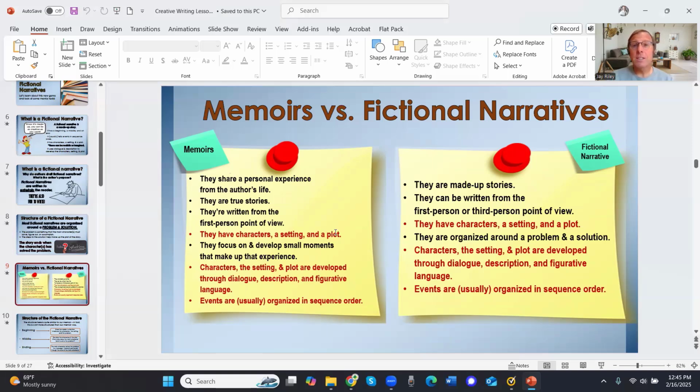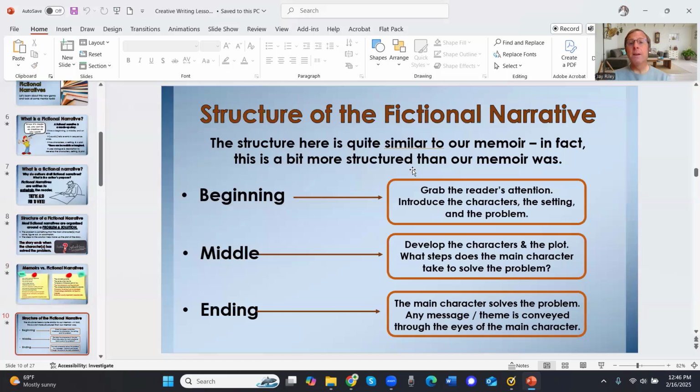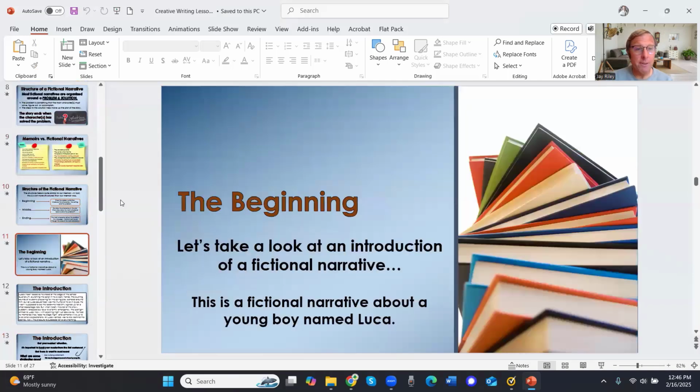You'll see characters, setting, and plot in both forms of writing. You'll see those characters, setting, and the plot developed through dialogue, description, and figurative language. And often you see events organized in sequence order. Not always, but often. So, like I said, fictional narratives often have a beginning, a middle, and an ending. So we're going to go over what a good beginning looks like in our fictional narrative right now.